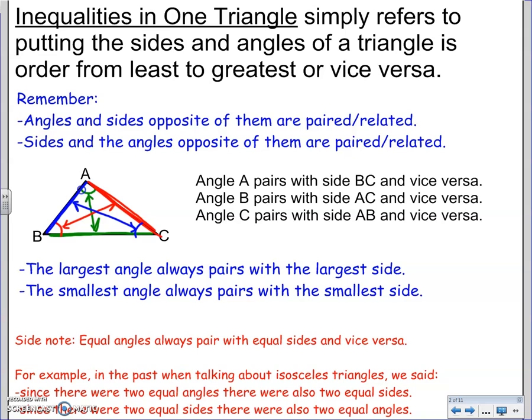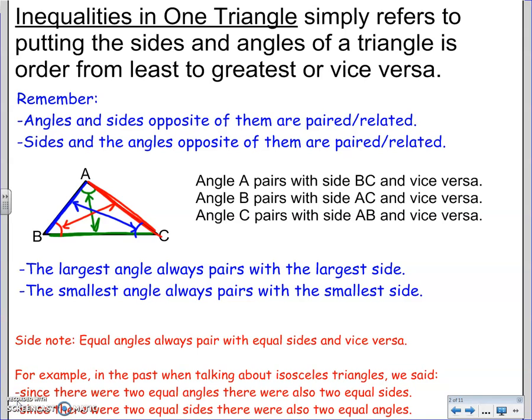That's all. Alright, so now that you know that, the largest angle is always paired to the largest side, meaning the largest angle is always opposite of the largest side. And the reverse is true, the smallest angle always pairs with the smallest side. So the smallest angle is opposite of the smallest side.